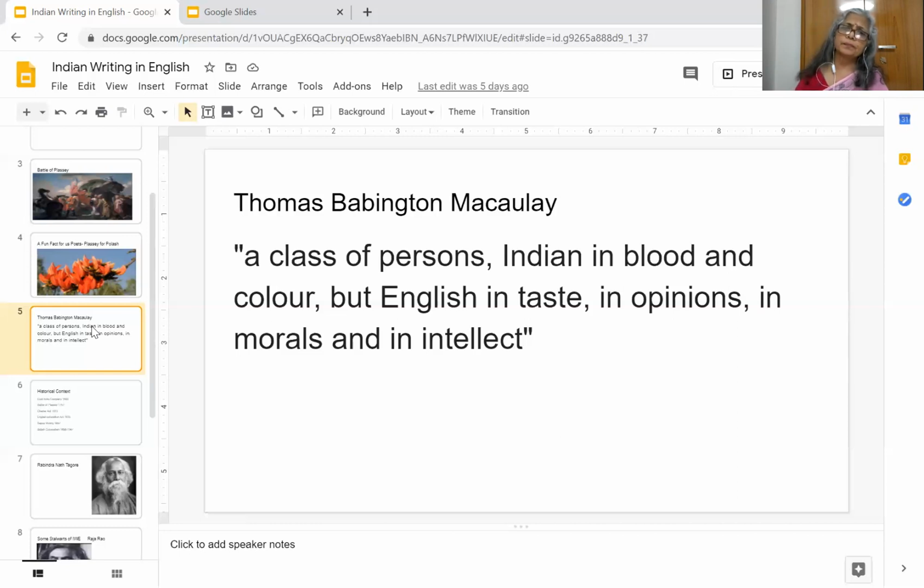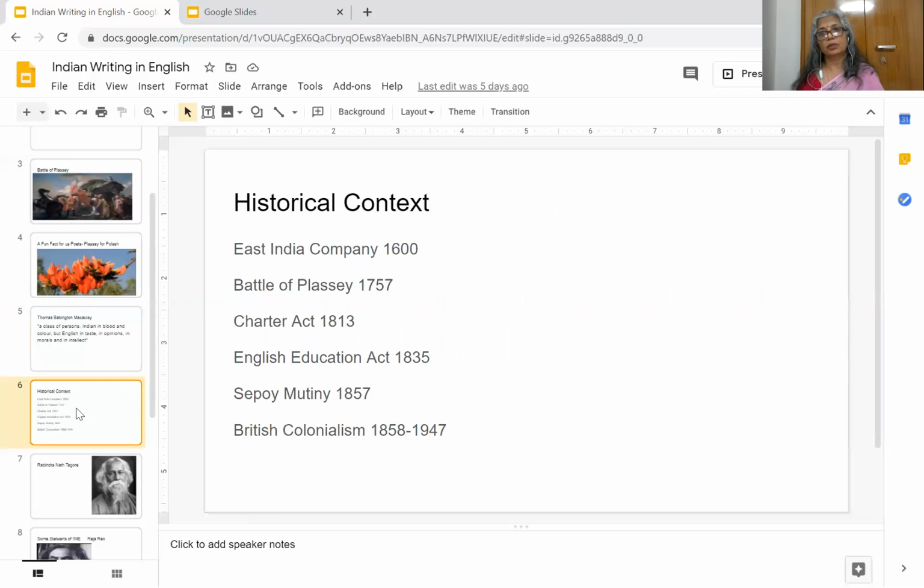But the fact that Indian writing in English was coming about at that point of time, because people started writing stories in English, writing essays in English, and that was also a time when gradually, it's only after 1857, after the Sepoy Mutiny, that the British Parliament and the monarch took over the governance of India.